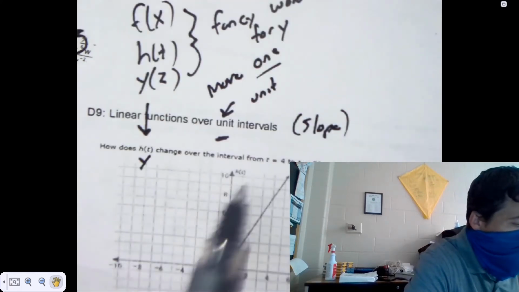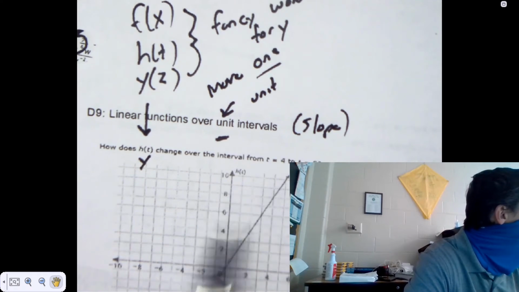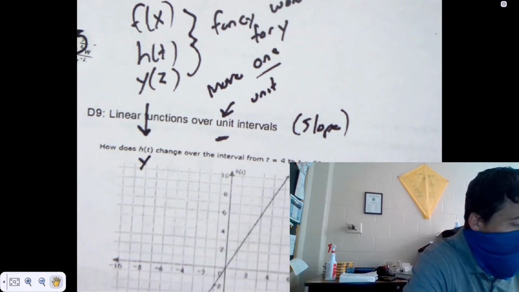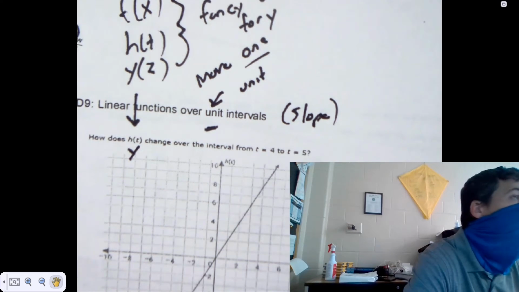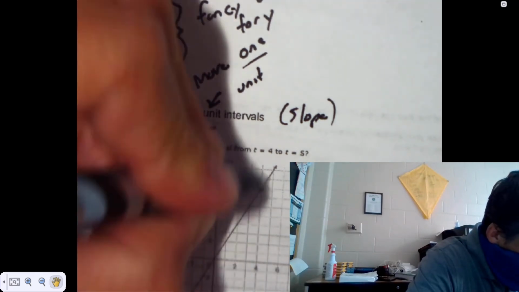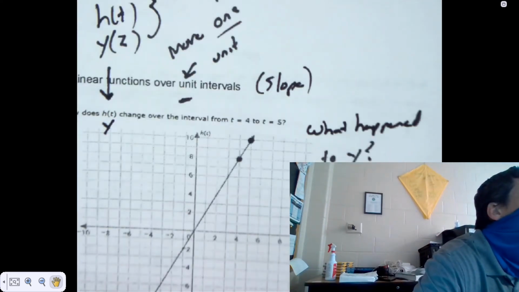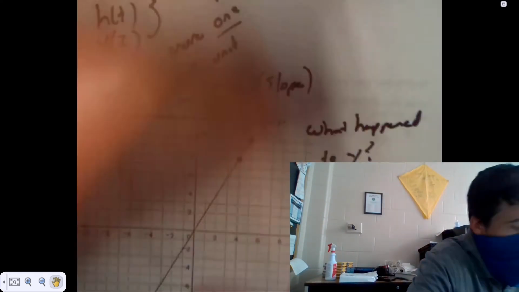And if you look at your grids, they'll say that the y-axis is h of t. I know it's a little bit fuzzy, but you see it says h of t. And if you look at the x-axis, what do you see down there in the corner? T. So here's t equals 4. And there's t equals 5. What happened to y? Increased by what? 2.